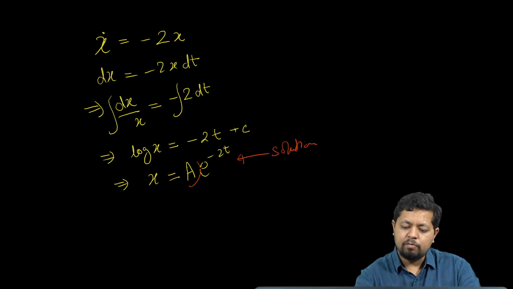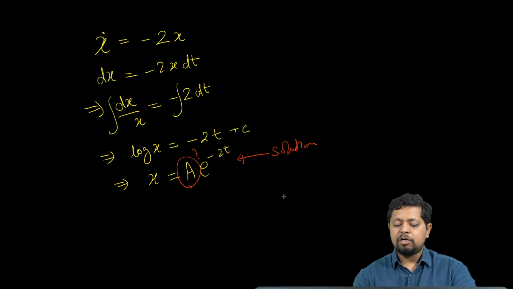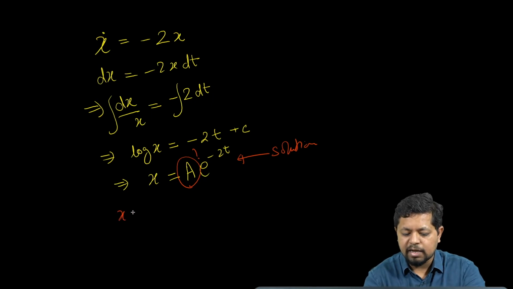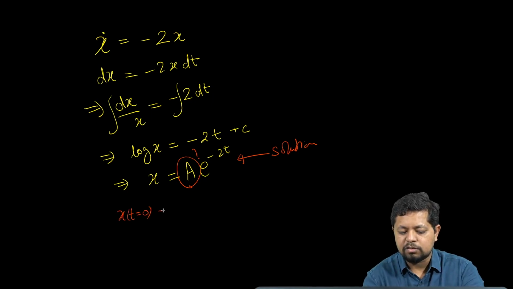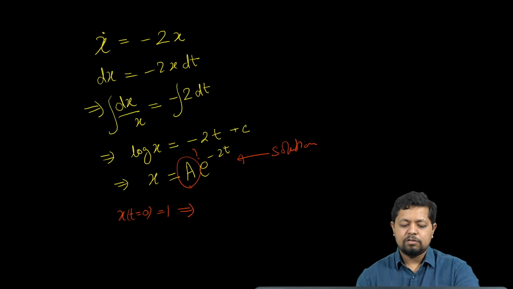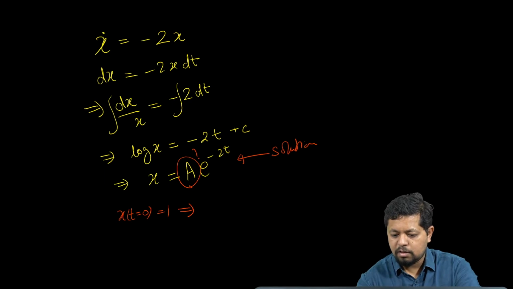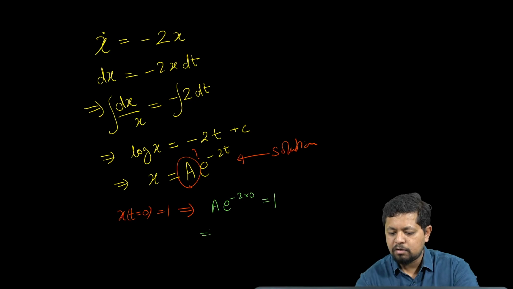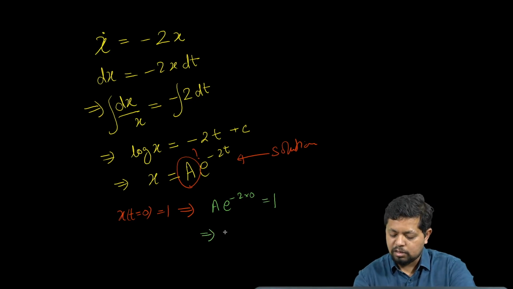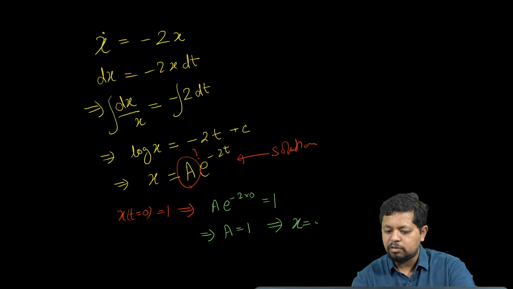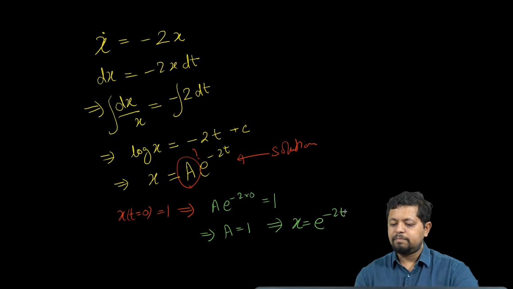I need to determine what a is. To determine a, I'm going to use the initial condition. The initial condition given to me is x at t equal to 0 is 1. So that implies a times e to the power minus 2 times 0 is 1. e to the power minus 0 is 1, therefore a is equal to 1. Therefore my solution is simply x equal to e to the power minus 2t.